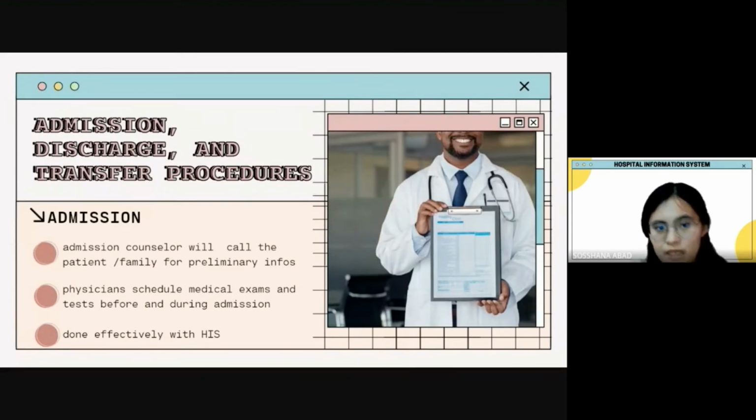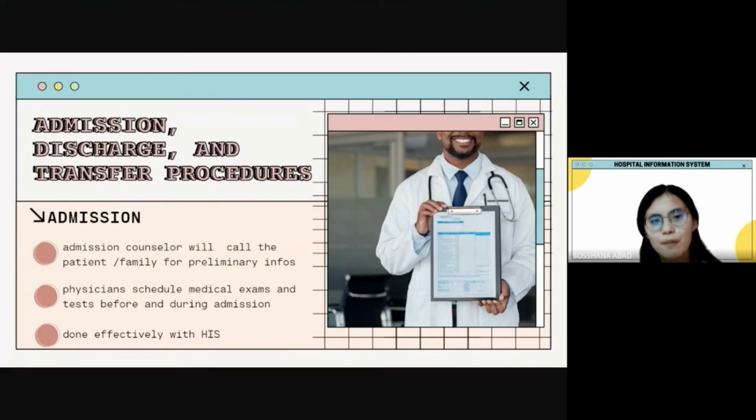A doctor, the primary care doctor of the hospital, or a specialist will determine whether the patient has a medical problem serious enough to warrant admission to the hospital. So, when the specialist or the doctor approves of the admission, the patient's doctor will now schedule tests and exams to know more about the patient's condition.